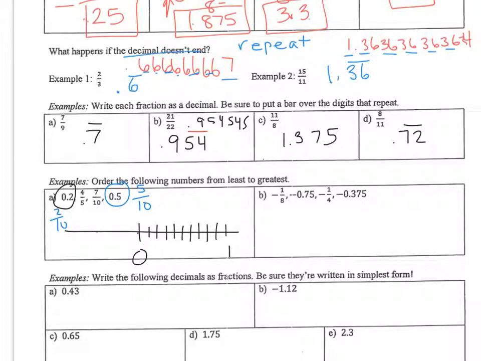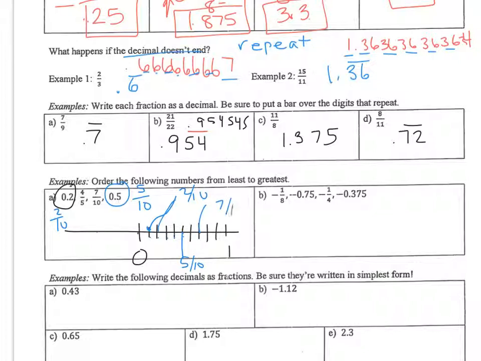So 2/10 is going to be right here. 5/10 is going to be, ooh, I've labeled 2/10 wrong. 2/10 is going to be right here. 5/10, 1, 2, 3, 4, 5. It's going to be right here.